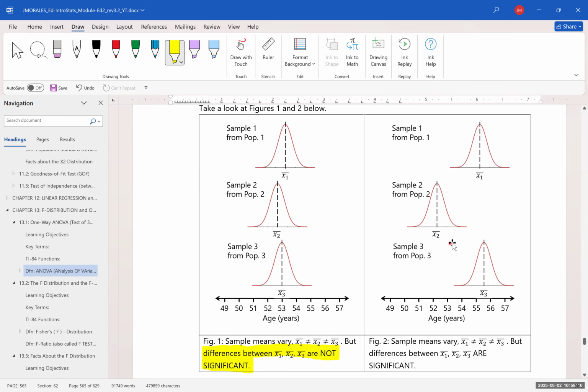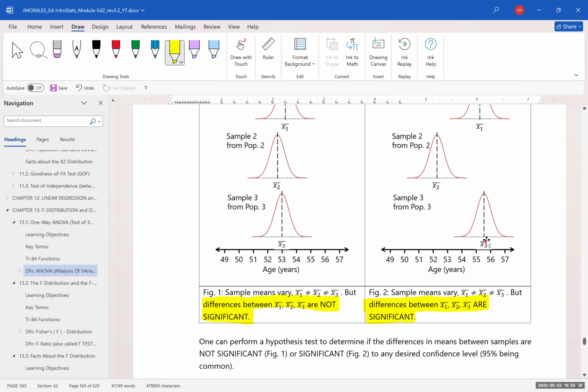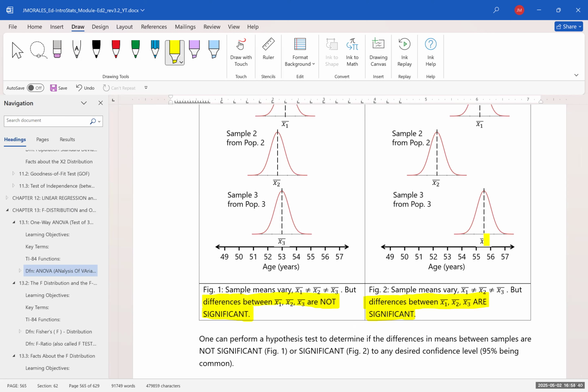Whereas over here on figure 2, again, we've got 3 samples from 3 different populations, but now the differences between the samples are greater, and they're great enough that their differences are significant. So one can perform a hypothesis test to determine if the differences in means between samples are not significant or significant to any desired confidence level.